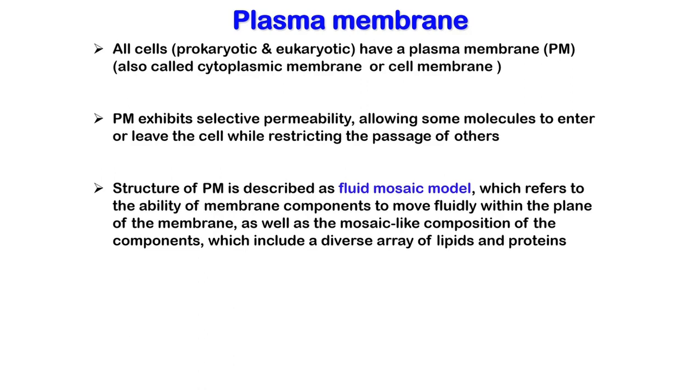So the structure of the membrane is actually described as a fluid mosaic model. And this is because the membrane components can move fluidly within the plane of the membrane, and also because of the mosaic-like components, which include several different lipids, proteins, and carbohydrates.